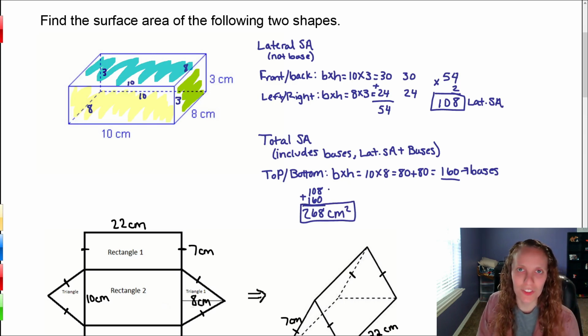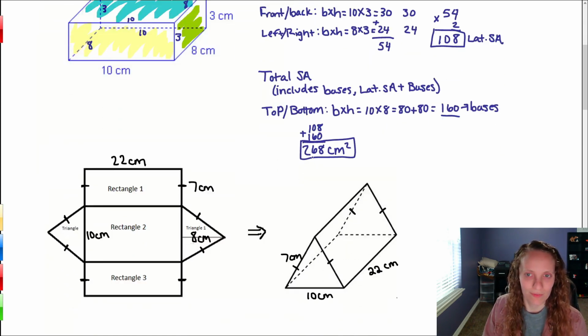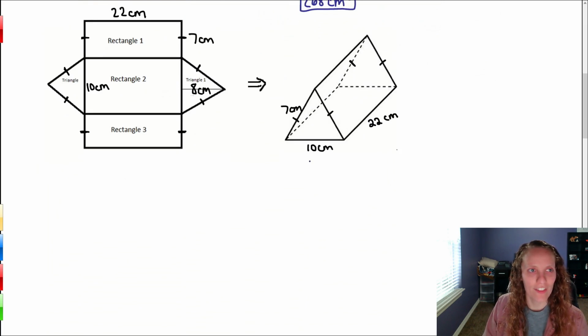Alright, so lateral surface area are the sides going around, not the top or the bottom. Total surface area is all the sides added up all together. Alright, let's go ahead and find the surface area of this prism here.